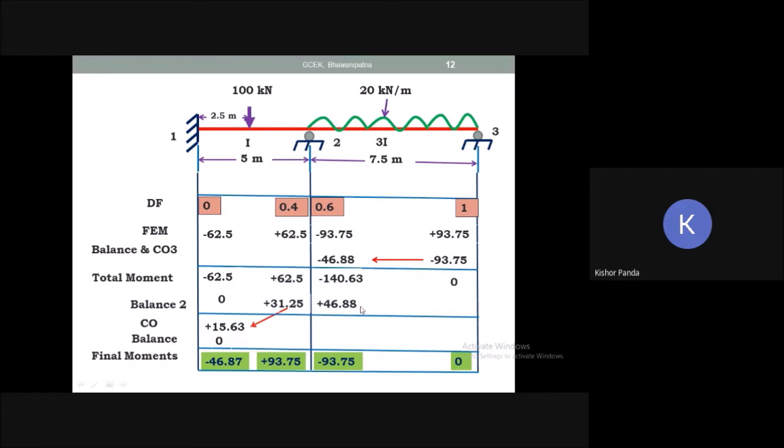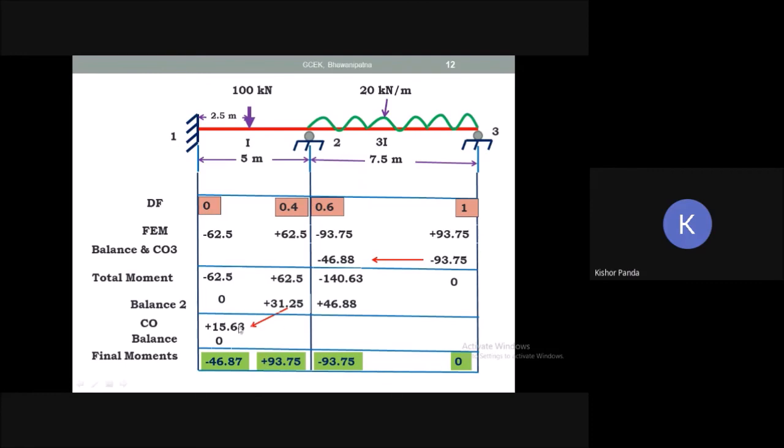Here this moment will not carry over to this side. Only when the end is fixed, and always you have to carry over the moment to the fixed end. But there is no need to carry over the moment to the simply supported end. So here this moment will carry over to this side, 31.25 by 2, and here this is 15.63, and here this is the moment 0, and this moment will carry over to this side is 0. This moment will carry over to this side is 0.